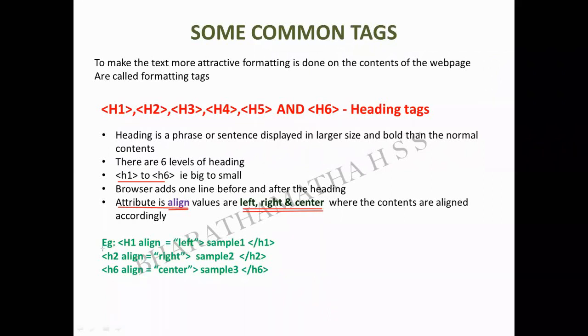Now look into the examples given below. H1, align. I can have it as left and I gave the content. See how it is written. Here, H1 is your tag. Along with that, you have your property. For that property, you have a value. After giving the value, you close the angular bracket. This is how you are supposed to write. And then you give whatever contents you wanted to give.